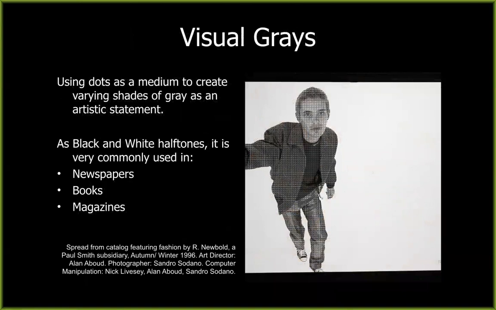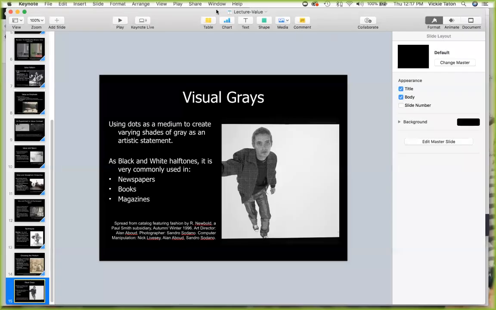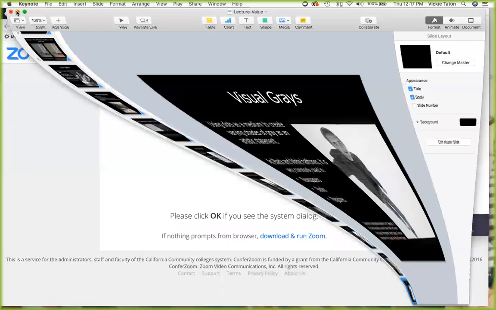So this is a fashion catalog spread, and the artist or the photographer has used almost pointillism to give areas of light and dark in this fashion artistic statement. So all the ways that you can use value, and the value is really, really closely related to color, which we're going to take a look at next.